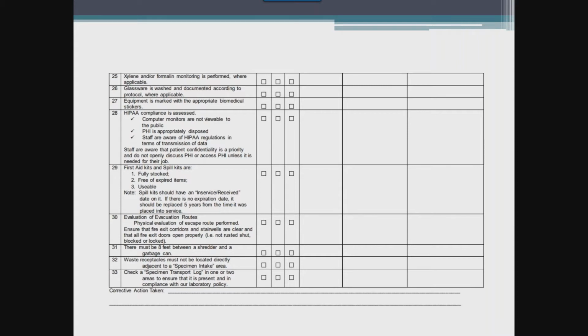And then rounding out this portion of the safety discussion, we look at line items number 29 and 30, where we take a look at our first aid kits and our spill kits. We look for expired items, and then we look at our evacuation routes and make sure that they're posted and that they're up to date.